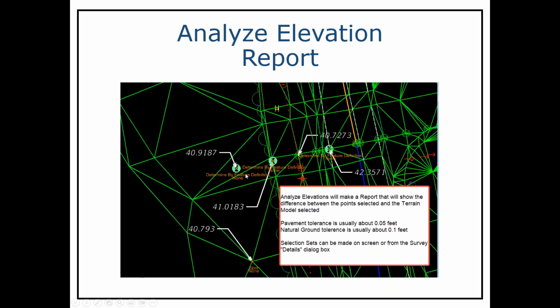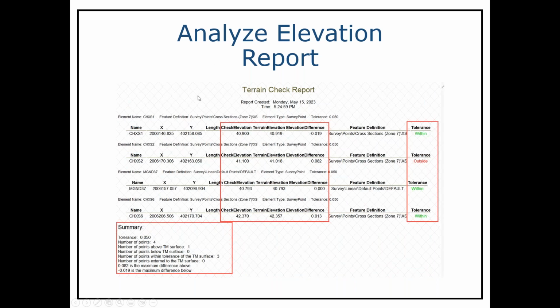Okay, so that report's going to look something like this. If you remember, I said 40.919. There it is. This is the elevation of that point. The elevation of the check section point was 40.9. So there is a 0.19 difference, and it's negative, so it's below. It's going to tell you whether it's within the tolerance or outside the tolerance. In this case, the tolerance was set at 500, so it's about 300 outside the tolerance.